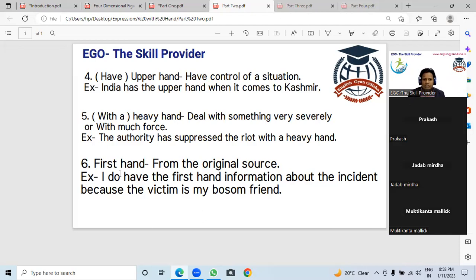Okay. The next one is called first hand. Have you ever heard of first hand information? What is the meaning of first hand? First hand is from the original source.